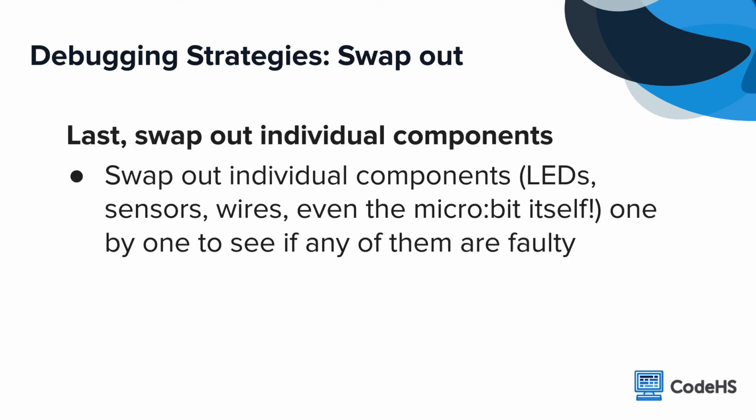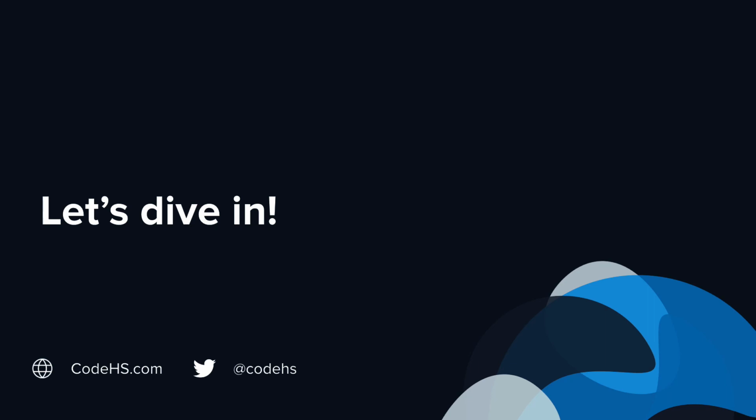If all else fails, a good way to check if you have a faulty device is to replace the one you're using with another. In this lesson, you'll explore these strategies to practice debugging sample circuits. Let's go!